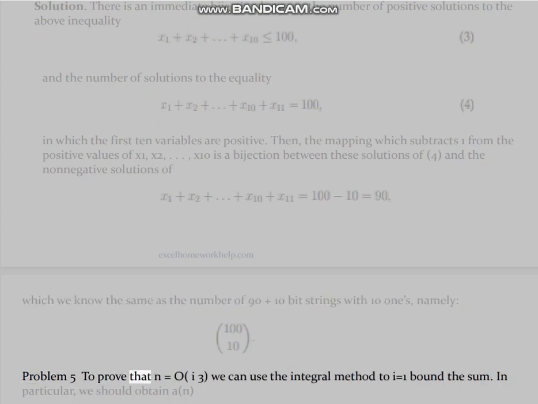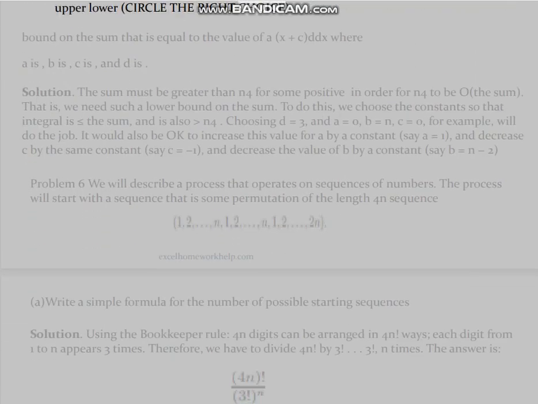Problem 5. To prove that n equals O, I3, we can use the integral method to bound the sum for i equals 1. In particular, we should obtain an upper-lower, circle the right choice, bound on the sum that is equal to the value of a, x plus c, d dx where a is, b is, c is, and d is. Solution. The sum must be greater than n4 for some positive in order for n4 to be O of the sum. That is, we need such a lower bound on the sum.